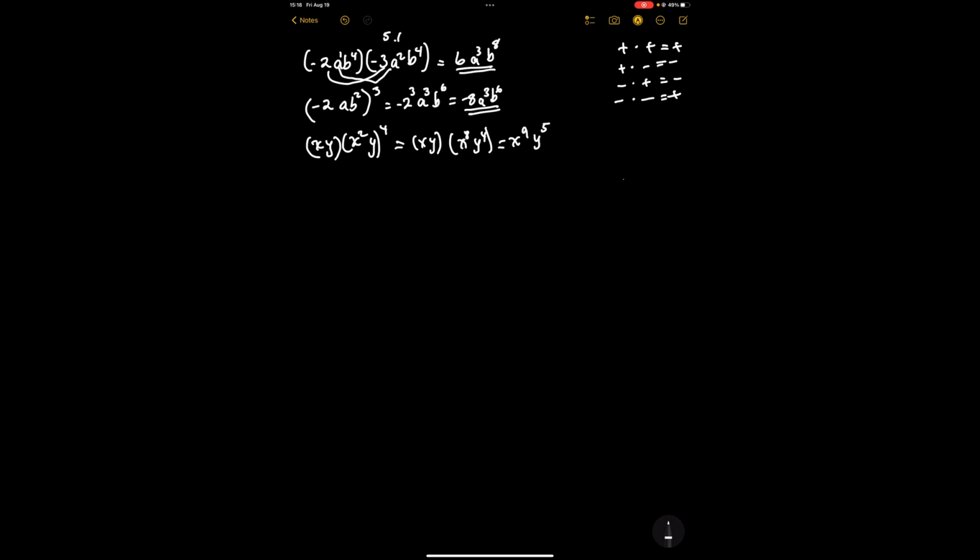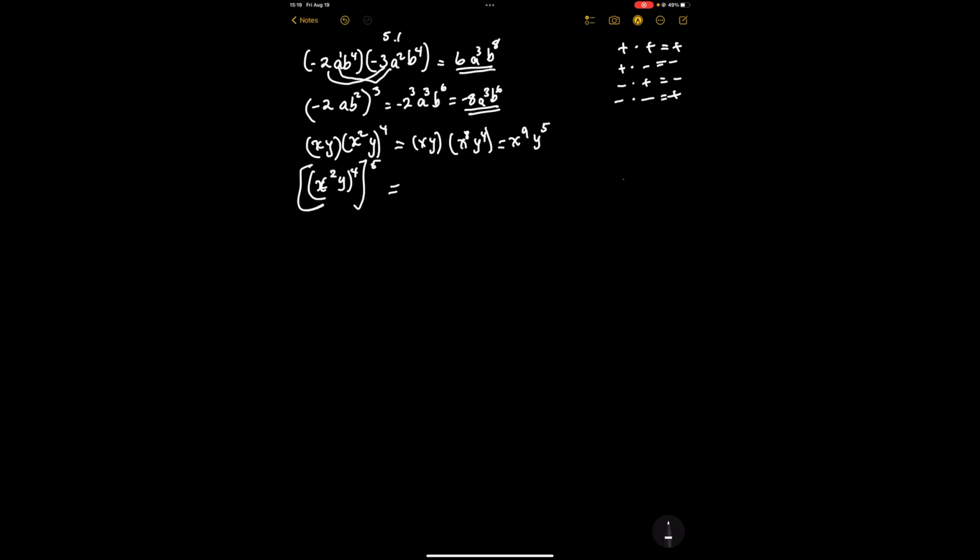Well, that's basically most of it right now. So I'm going to do one more, and then we're going to move to the next exercise. So let's say we have x squared times y to the power of 4, and all of that to the power of 5. What would that be now?